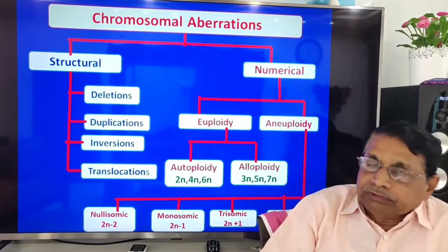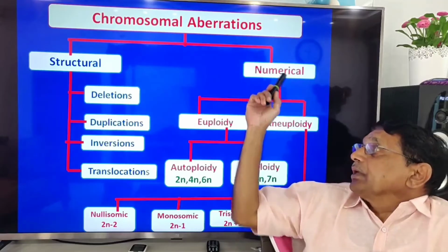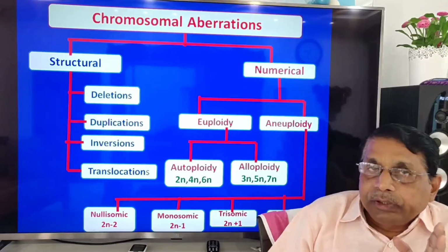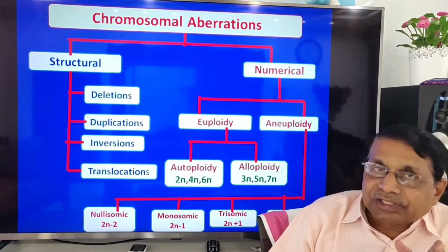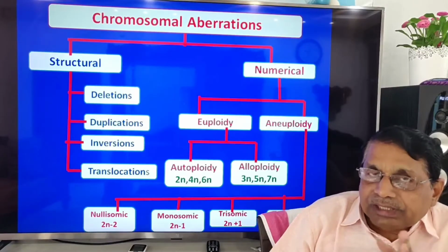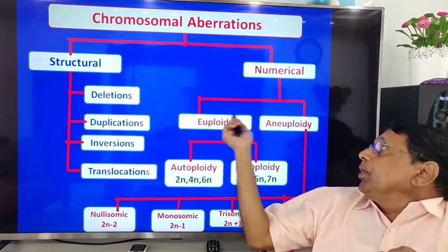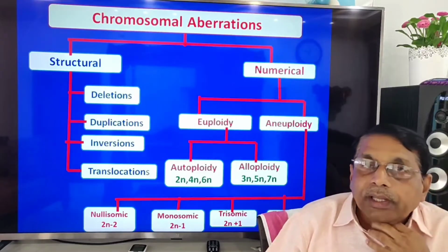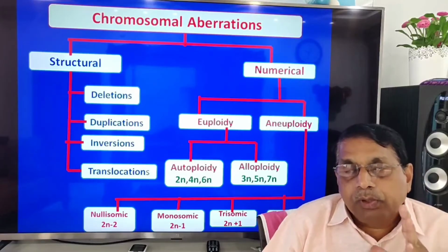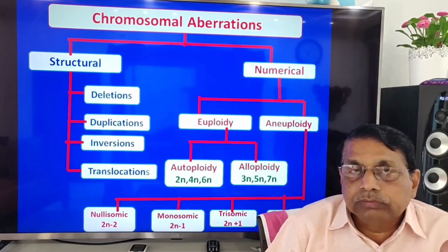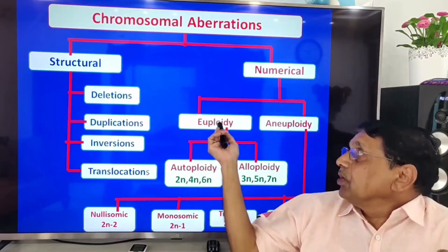Let us take numerical first. Numerical means number. So what should be the number? 22 plus XX, 22 pairs plus XX or 22 pairs plus XY. Euploidy, aneuploidy. Euploidy, for example, 23, 46, 69, 92, like this. This is called euploidy.